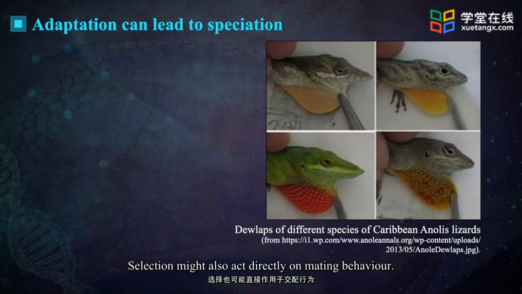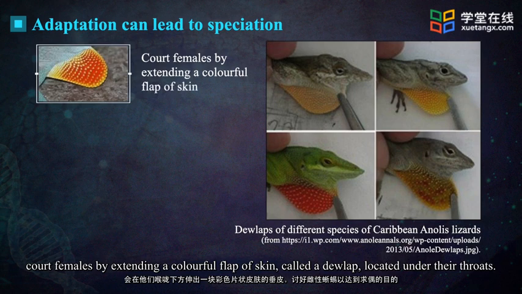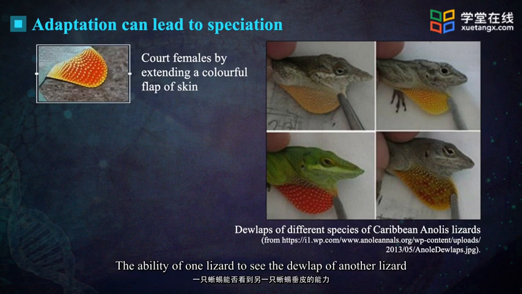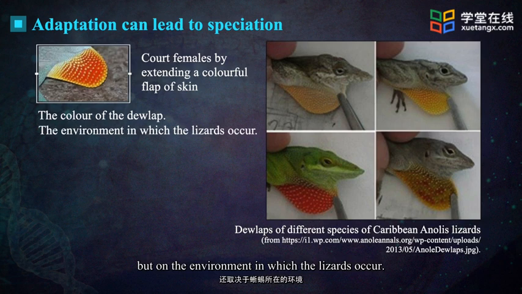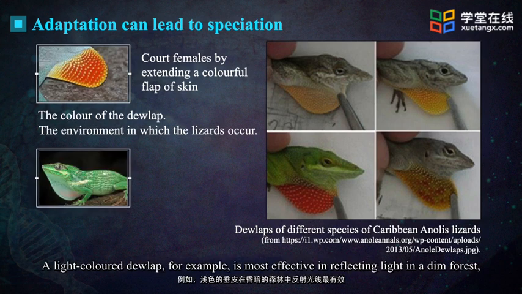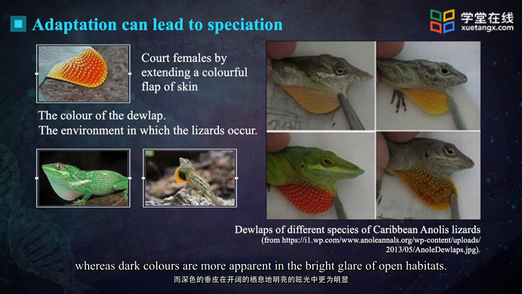Selection might also act directly on mating behavior. Male anolis lizards, for example, court females by extending a colorful flap of skin called a dewlap, located under their throats. The ability of one lizard to see the dewlap of another lizard depends not only on the color of the dewlap, but on the environment in which the lizards occur. A light-colored dewlap, for example, is most effective in reflecting light in a dim forest, whereas dark colors are more apparent in the bright glare of open habitats.